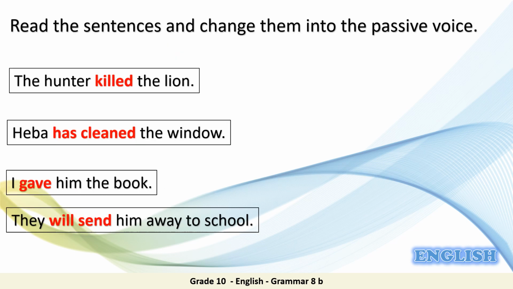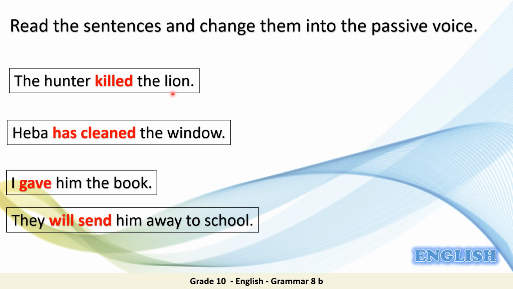voice. And now let's remember together how to change a sentence from active voice to passive voice. Let's answer the following activity. Read the sentences and then change them into the passive voice. So, let's take number 1 for example. The hunter killed the lion. To change it from active to passive, you have to find out the tense of the sentence. Yes, so which tense is that? Killed. That's right. It is the past simple tense.